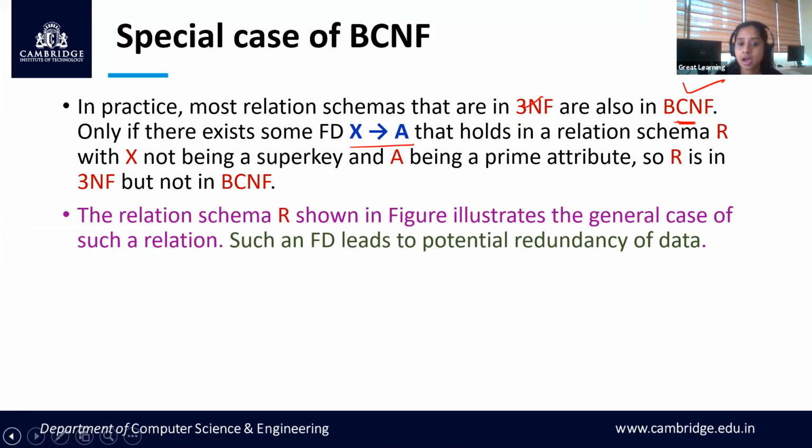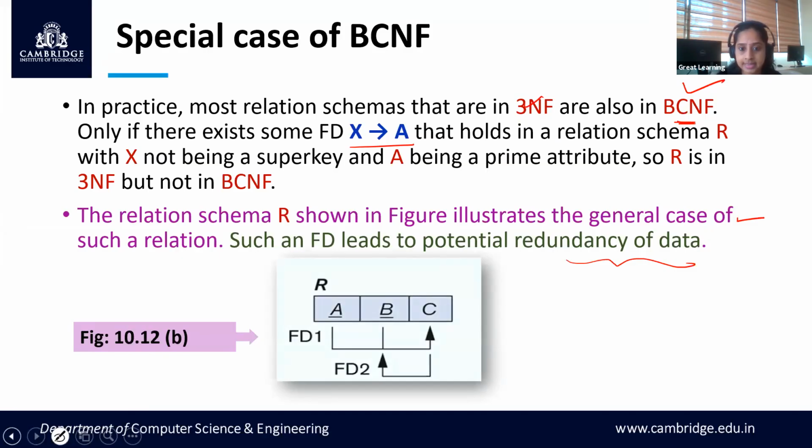The relation schemas shown in the figure illustrate the general case of such a relation. Such an FD leads to potential redundancy of data. Just check it here. This is an example. See here. This was a scenario of my previous case, FD3 and FD5.